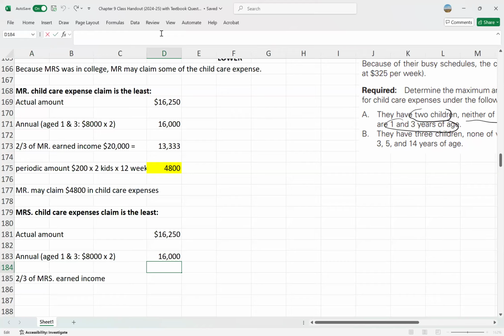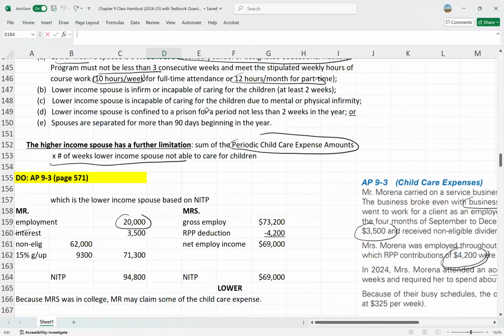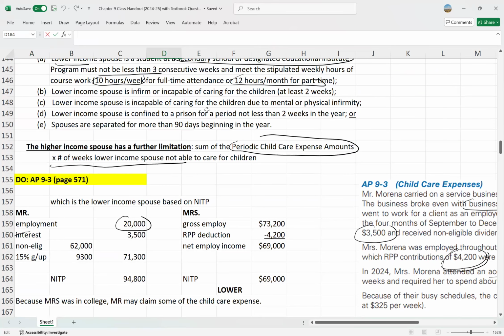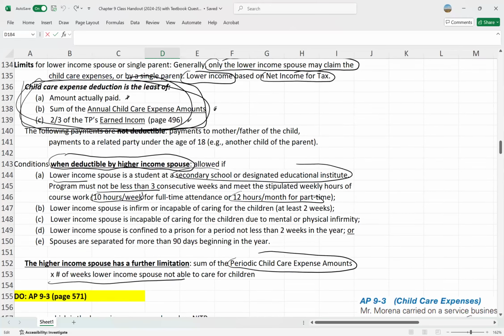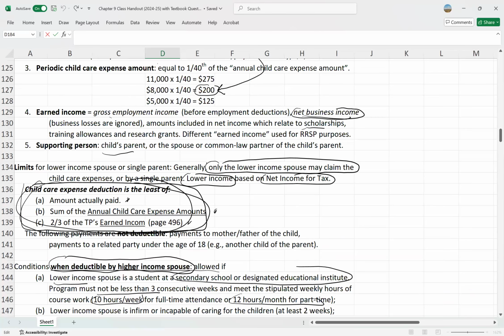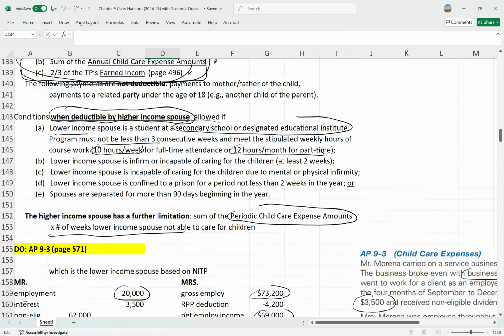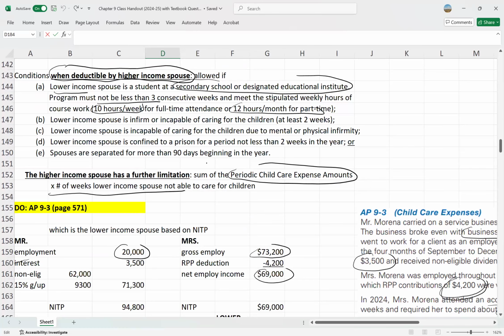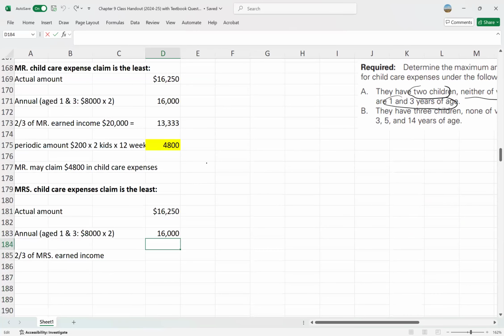So once again, if we look at her income sources, she has employment income, and so that would qualify as earned income. But then the question is, do we use the 73,200 or the 69,000? And this is where we have to go back to the definition of earned income. Earned income is the gross employment income before any deductions. So for purposes of childcare expenses, we would include the 73,200, the gross amount before any deductions. So her earned income is going to be 73,200.